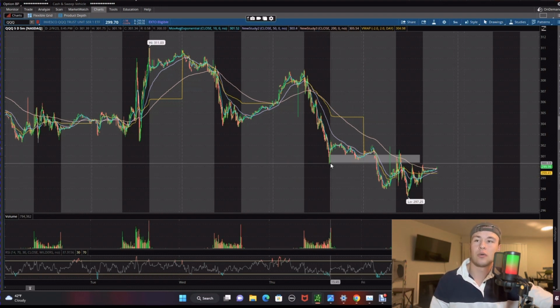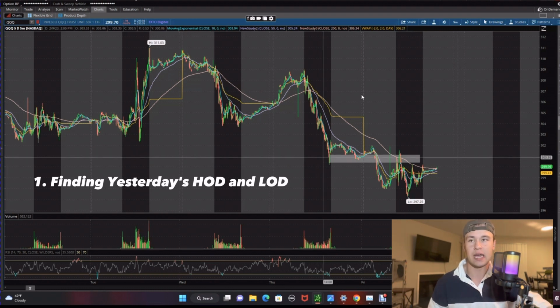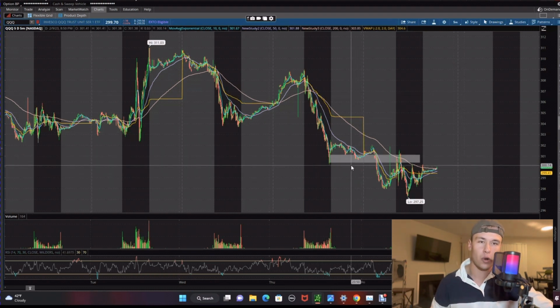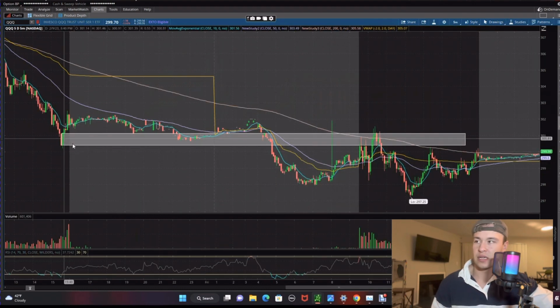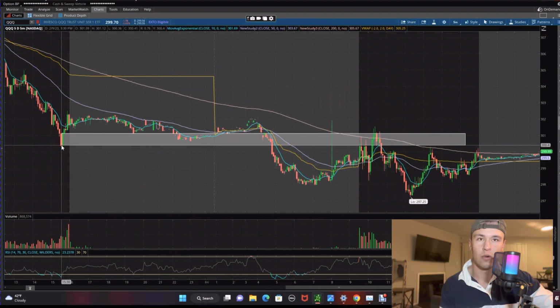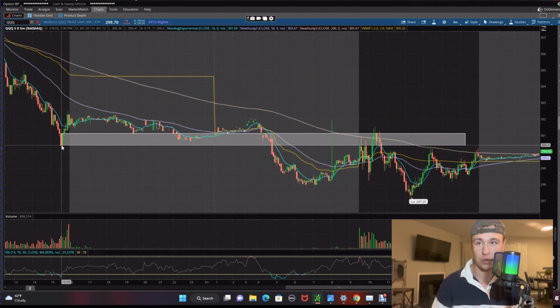Okay, so the first thing I do before I know I'm going to enter a scalp or a day trade is I first look at the previous day. I look at the previous low, I mark it right here. The previous low of that day was this 300 level, and now we're obviously opening under the 300 level, which is really good for me because I want to go short on the stock.